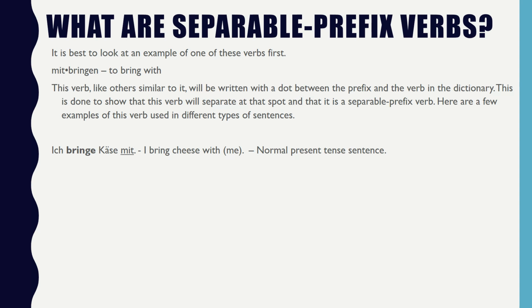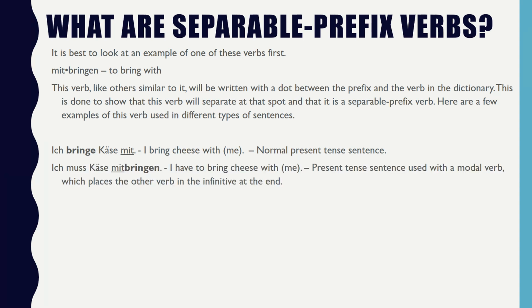Here are a few examples of this verb used in different types of sentences. Ich bringe Käse mit. I bring cheese with me. This is a normal present tense sentence. The bold word bringe is the verb portion of mitbringen, conjugated for ich bringe. Mit, the prefix, is underlined and located at the end in this sentence.